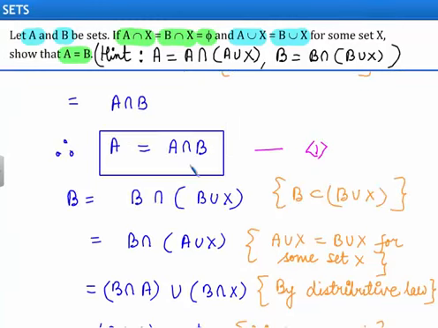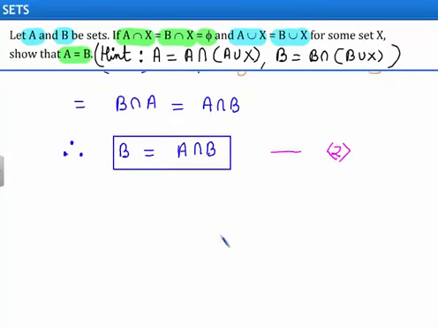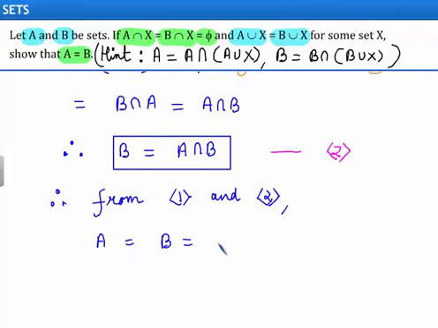Now, here we have obtained A is equal to A intersection B. And also we have obtained B is equal to A intersection B. Therefore, from 1 and 2, we have A is equal to B is equal to A intersection B. Hence, we can conclude that set A is equal to set B. So with this we come to the end of the solution of this question.